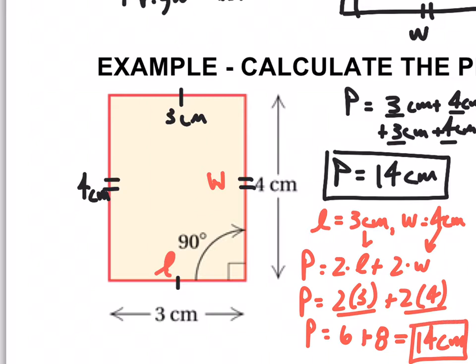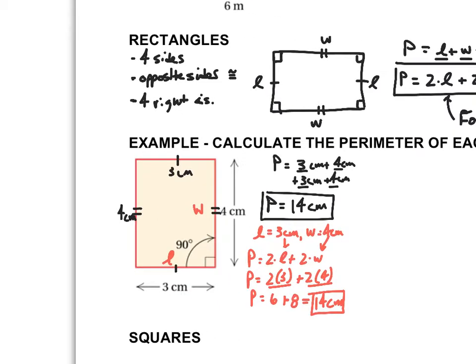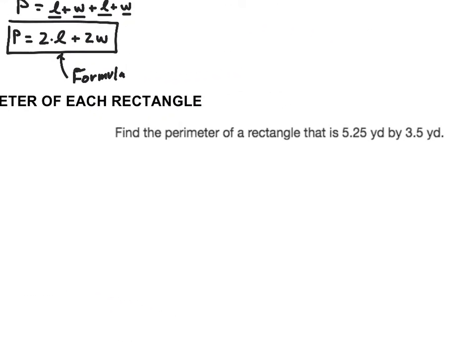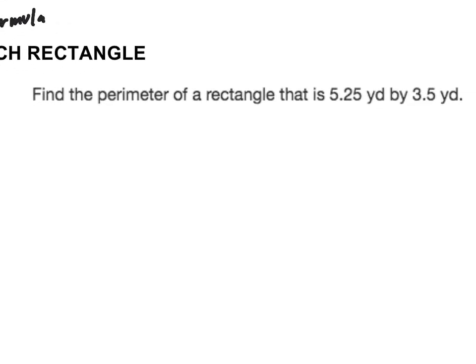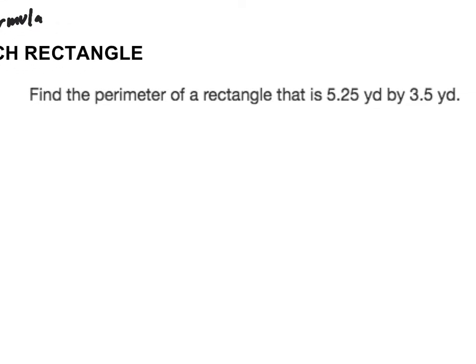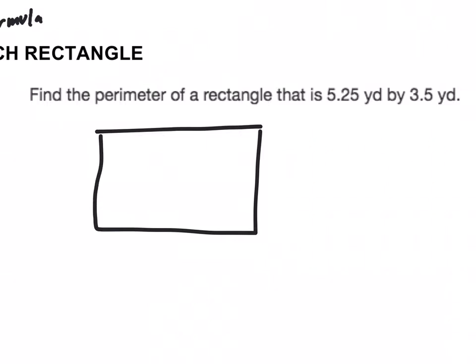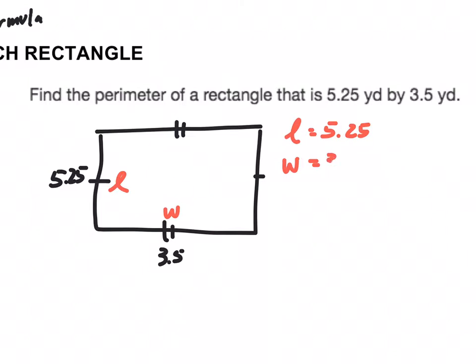So it depends on which one you want to do. It doesn't matter to me as long as you are able to figure out what the perimeter is. Now on this one, it says find the perimeter of a rectangle that is 5.25 yards by 3.5 yards. What I typically like to do is draw a quick little picture of a rectangle. Nothing fancy, but I'm going to call this 5.25 and this 3.5. I'll call this my length and this my width. So length is equal to 5.25, and my width is equal to 3.5.